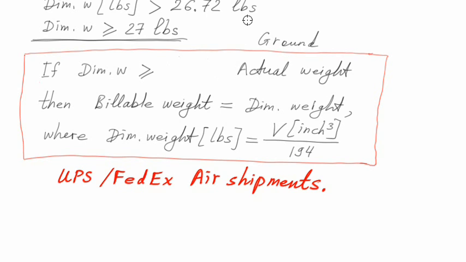If we determine dimensional weight like this, and if we just see that it's more or equal than the actual weight, then it will become billable weight. So we don't need this. There is no threshold that dimensional weight has to be more or equal than 27 pounds. Okay, and I will explain a little later the significance of it.